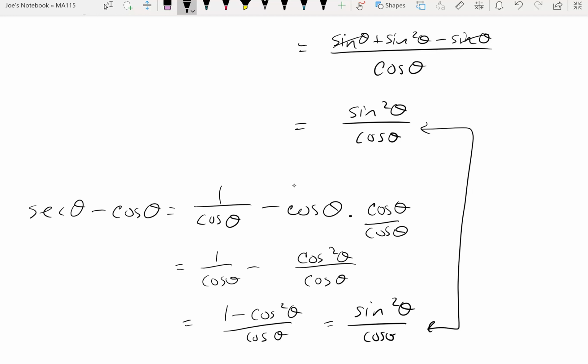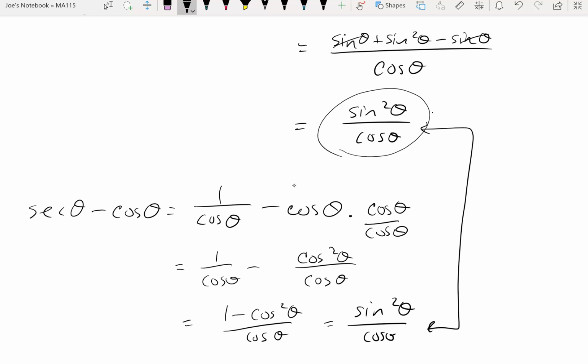If you didn't think about going to the right-hand side, and you got all the way to the sine squared over cosine theta, how many points would you get? I got that. I didn't get to the other. Okay, so if you got to this point, that's like half a point. It's most of the problem.